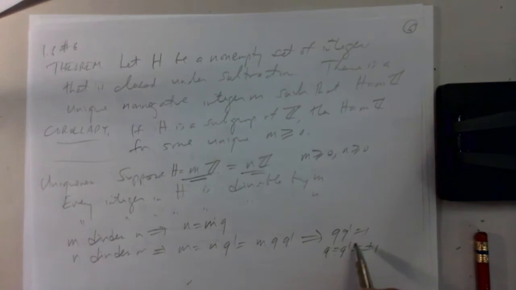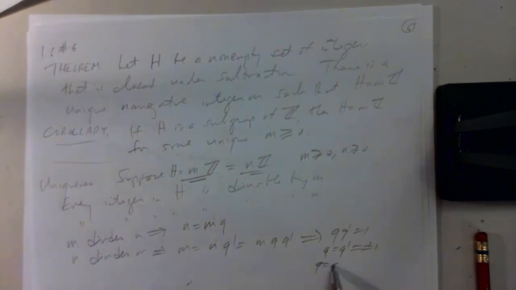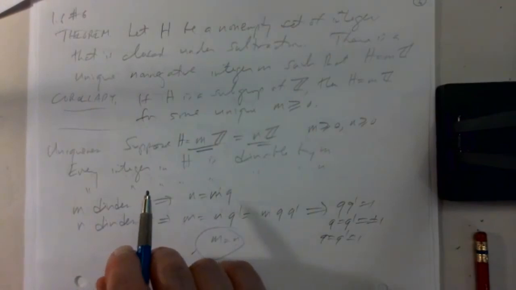The only way you can factor 1 is 1 times 1 or minus 1 times minus 1. But these numbers are non-negative. So q and q prime equal 1. So m equals n. I mean, that's the proof of uniqueness. But it's this theorem from elementary number theory that tells us that every subgroup of the integers is the set of all multiples of some non-negative integer.